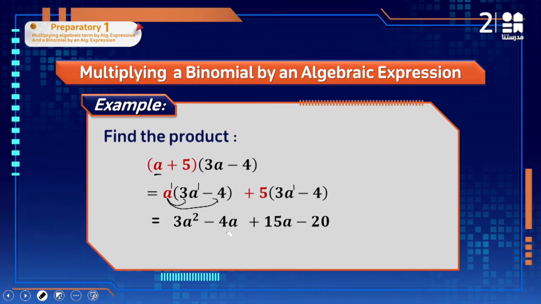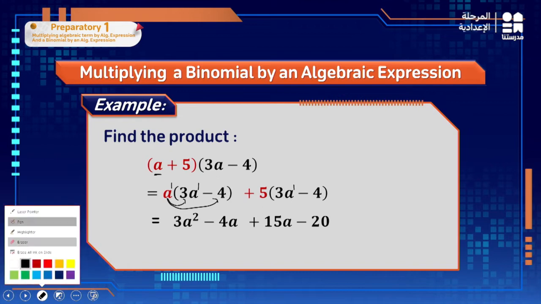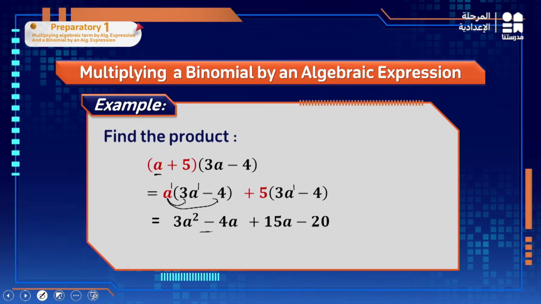Do you see it? What do you observe? Here I have negative 4a plus 15a, like terms. So we have to add or subtract the coefficients, okay? So I'm gonna keep 3a squared as it is and negative 20 as it is. Then 15a minus 4a, it's 11a.